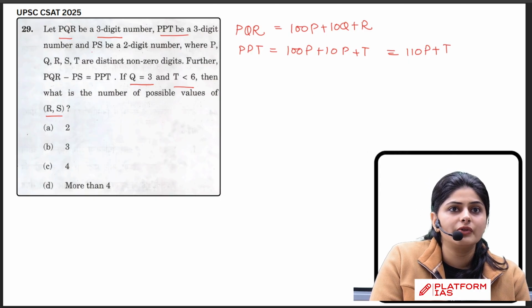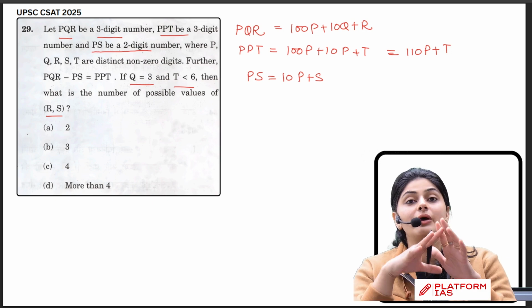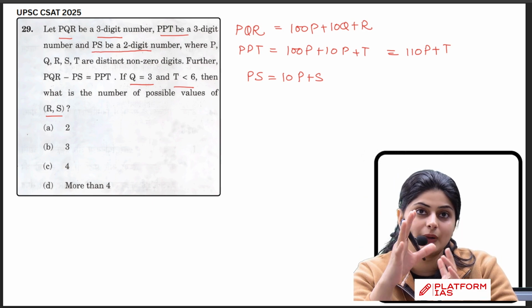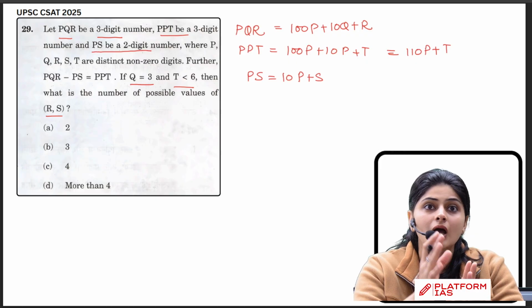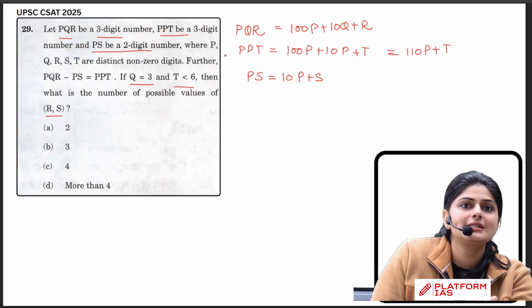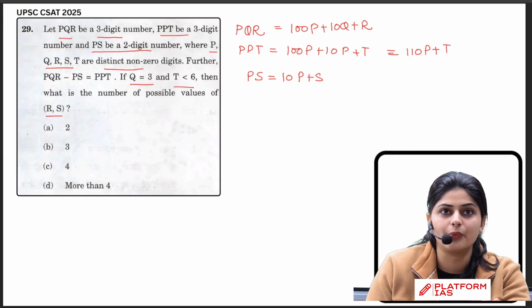Then moving on with the question, we have PS be a 2-digit number. Then PS will be 10P plus S. We have written the expanded form of all the numbers. Now the question says P, Q, R, S, T are distinct non-zero digits. None of them is 0.